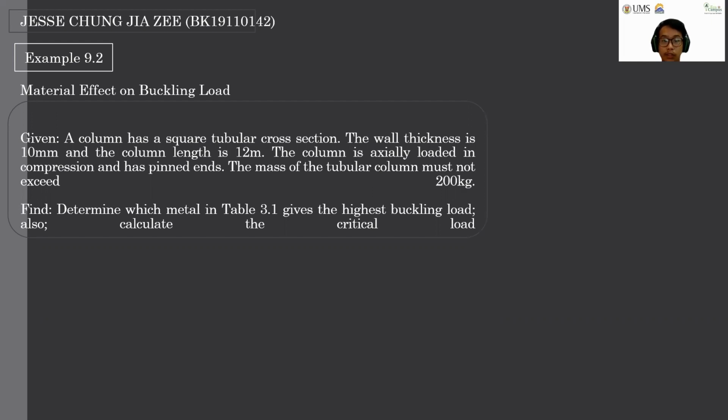The assignment asks for the material effect on the buckling load. The column has a square tubular cross-section with a wall thickness of 10 mm and a column length of 12 m. The column is axially loaded in compression and has pinned ends. The mass of the column must not exceed 200 kg. Determine which metal in table 3.1 gives the highest buckling load. Also, calculate the critical load.